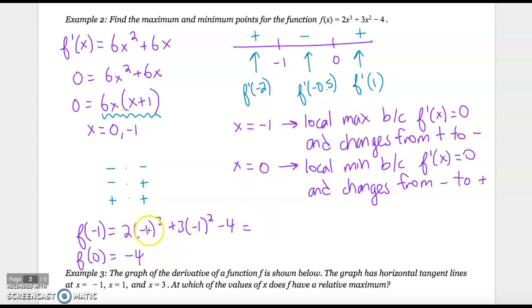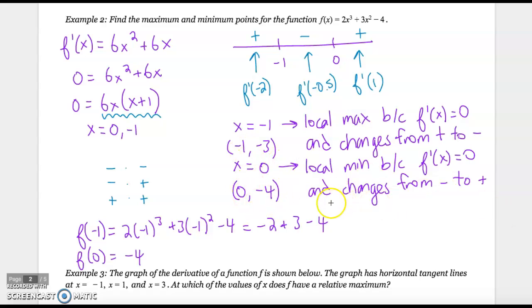This one, let's see, so you get -2 plus 3 minus 4, so you get the point (-1, -3). So -1 is where your max occurs, and -3 is the maximum value. And then for the second, my local min, 0 is where the minimum occurs, and -4 is my minimum value. And so those would be the actual points themselves.